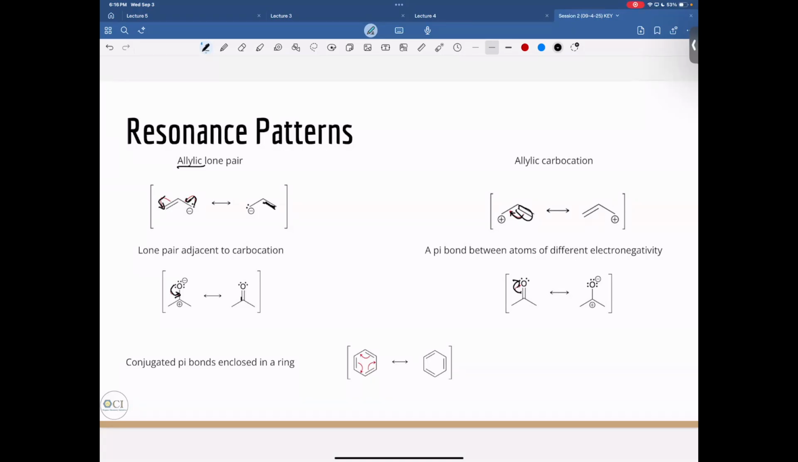Got it? Okay, last pattern, conjugated pi bonds enclosed in a ring. This one is probably actually the easiest. You got a benzene ring right here, an aromatic ring, an arene, whatever you guys want to call it. It's a conjugated pi system, so all we got to do is move these double bonds to places where it didn't have a double bond, and that's how you get the structure. Make sense?